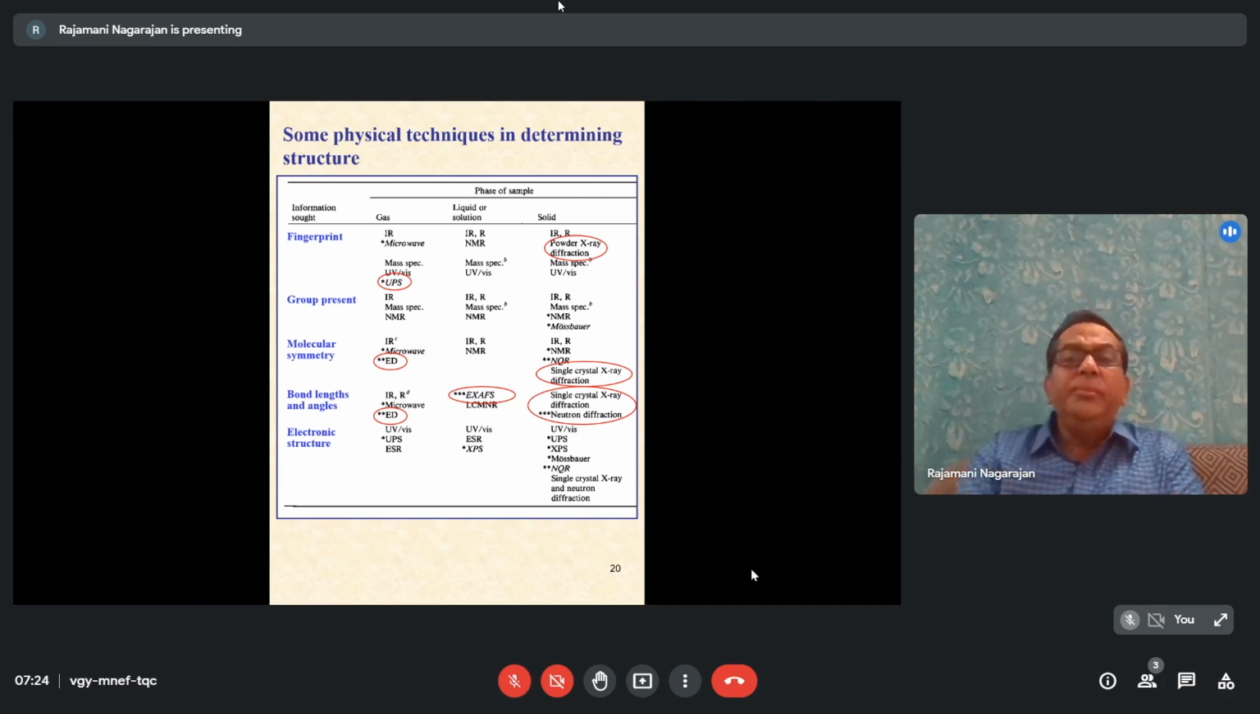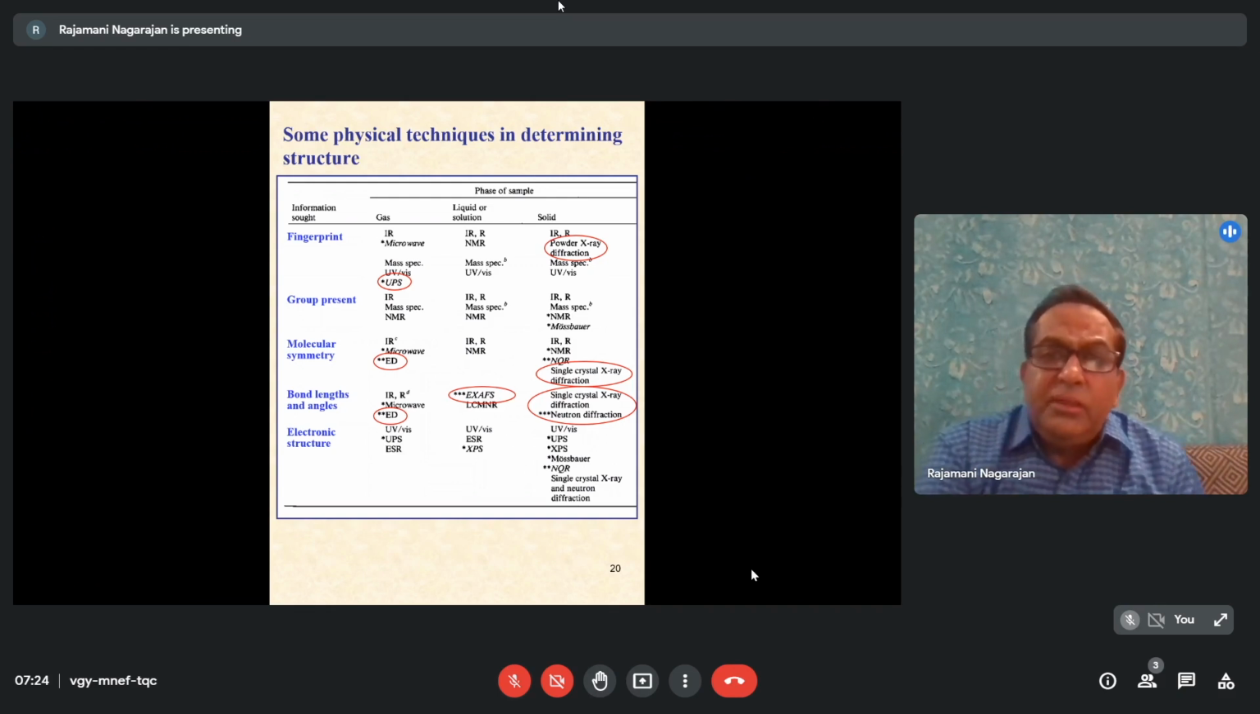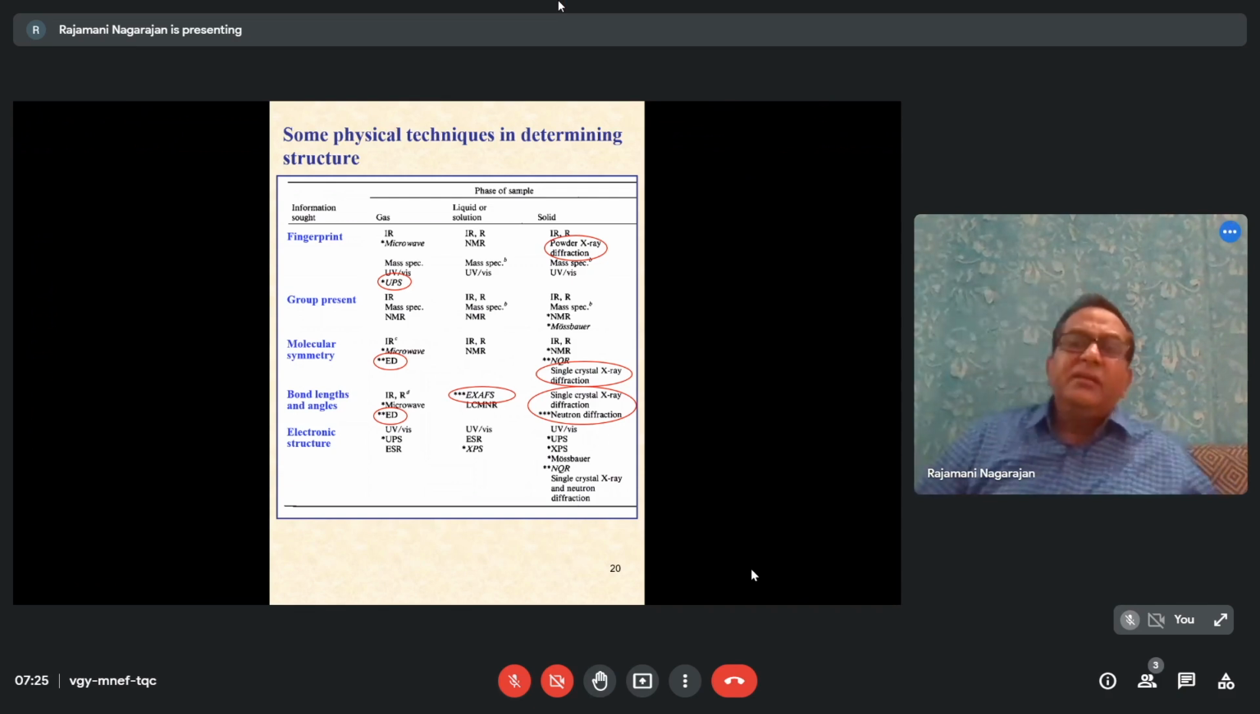If it is going to be a solid, then for fingerprinting purposes, we use infrared, Raman, and powder X-ray diffraction. Powder X-ray diffraction is not a spectroscopy, but I have included that because it is becoming an indispensable tool nowadays to characterize the solids, for fingerprinting and characterizing the solid. So, for completion's sake, that is also a structure determining technique, and therefore I have included it there.